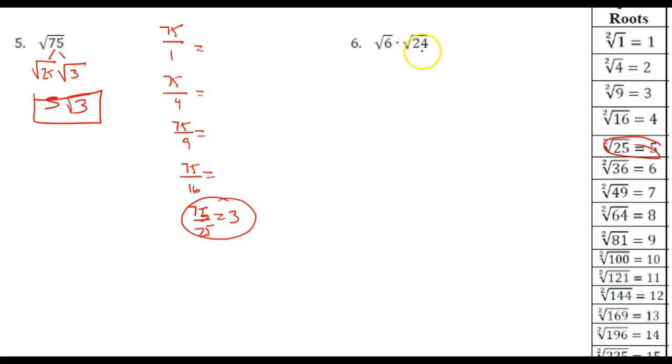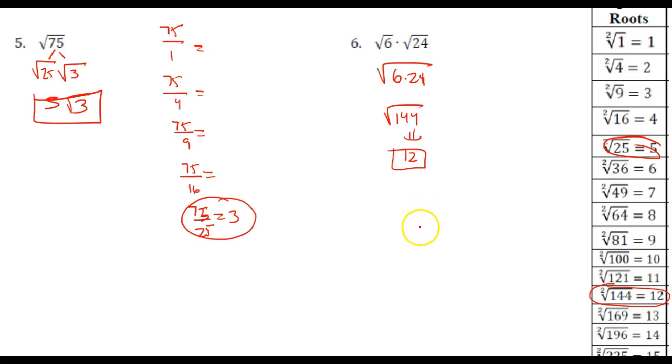And 6 times 24, I'm going to go ahead and multiply 6 times 24. Again, pause right here and figure out what 6 times 24 is. You would find that's 144. As I'm looking at my list, I'm going to see, can I square root 144? Yes, I can. I can square root 144 to be 12.